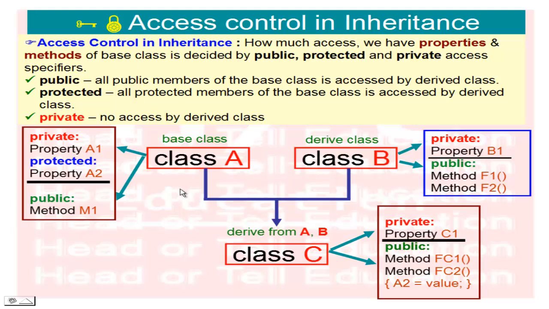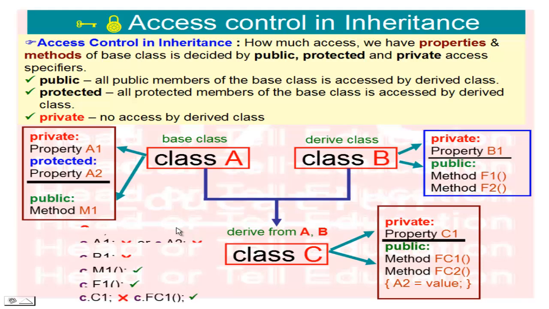In this diagram we have two base classes, A and B, and the derived class is C, derived from both class A and B. The properties of base class A are property A1, property A2 and method M1. Base class B has property B1 and methods F1 and F2. In class C we have the private property C1 and public methods FC1 and FC2.